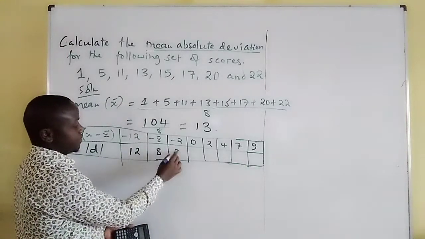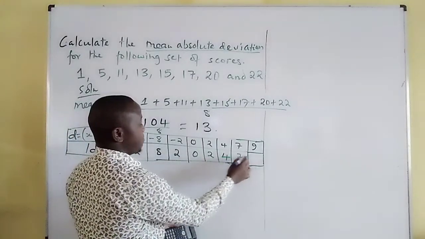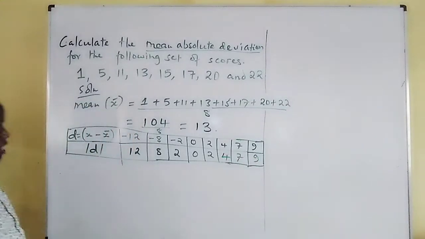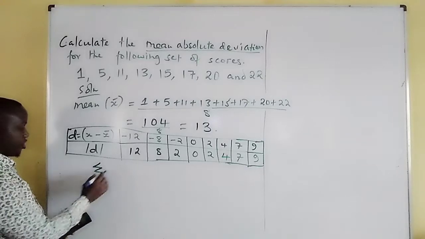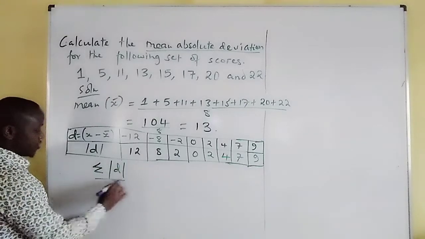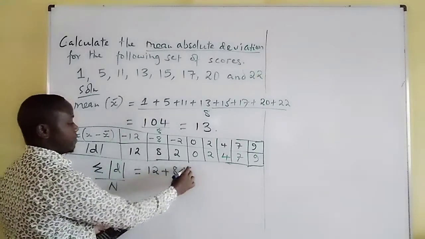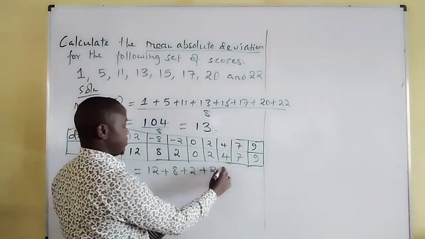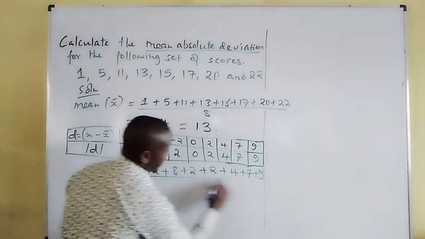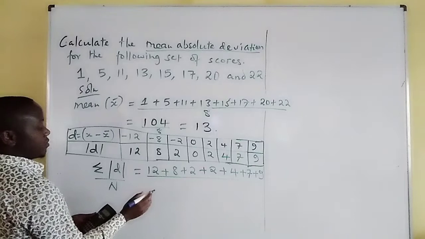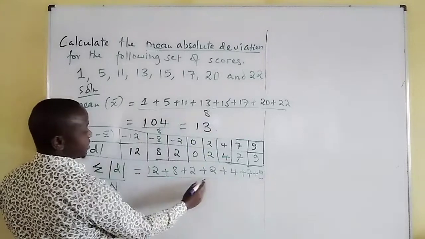So, this one becomes 8, this becomes 2, this is already 0, then the others are already positive. So now we can get the mean absolute deviation, whereby the mean of the absolute deviations is determined. So we will take 12, we add 8, we add 2, we add 2, add 4, 7, then we take the mean score, whereby we are going to divide with 8 items.